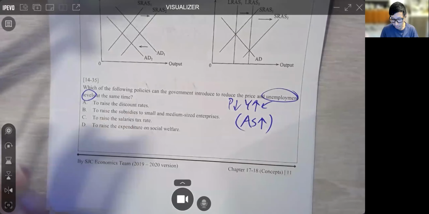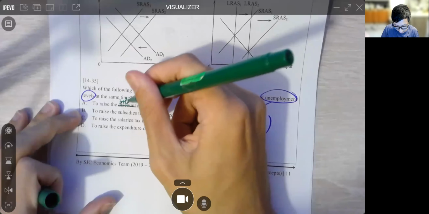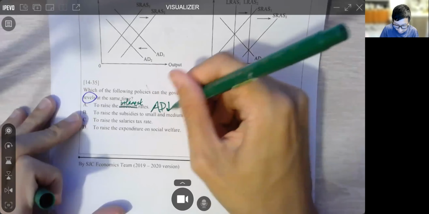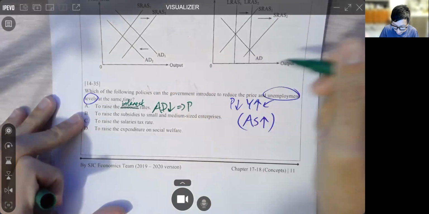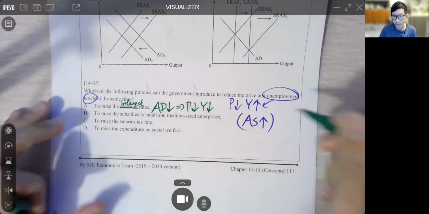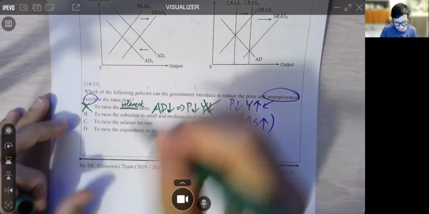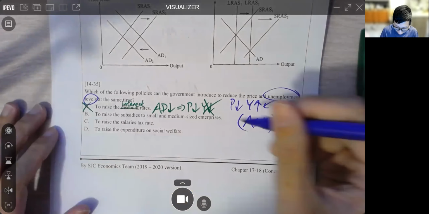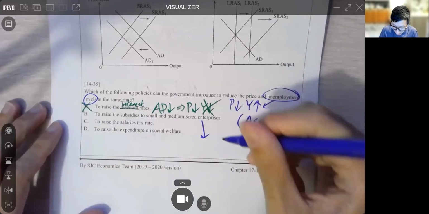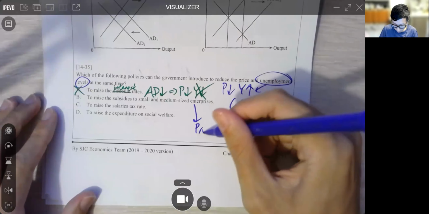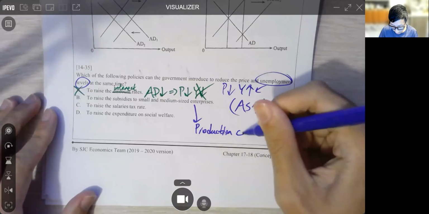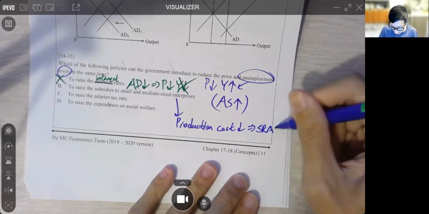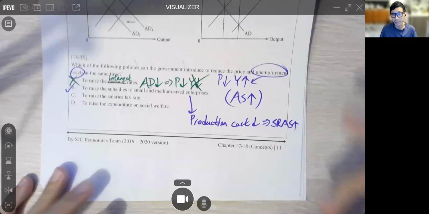好, first one, raise discount rate. 讲咗好多次啦. Let's change it into interest rate. When interest rate increases, AD decreases. Therefore, P decreases, but Y would also decrease. 所以啦, no. Not the answer we want. 我哋要 Y 升啊. Raise the subsidy to small to medium enterprises. 你见到啦，SME即係 firms啊. If we have more subsidy, production cost would decrease. Therefore, SRAS increases. Seems that B is the answer.